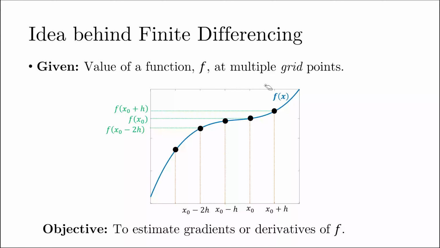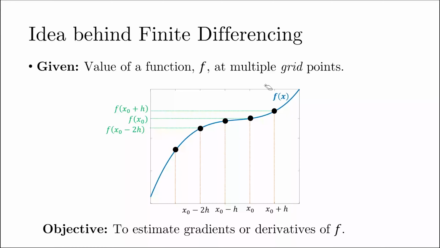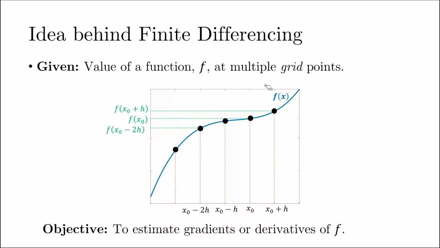So now when we talk about finite differencing, we ask ourselves the question: can we estimate the derivatives of this function using the value of the function at multiple grid points? So we are trying to map it with the governing equations, in which we have the derivatives. Let us say if somehow we know the value of the function at multiple points, can we use this information to get those derivatives? That gives you the basic idea of the introduction of finite differencing.